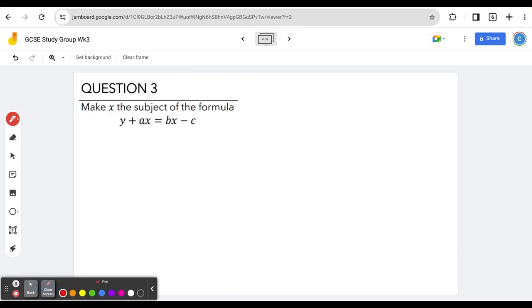Question number 3, rearranging formulae. Okay, so we want x to be the subject. So the first thing I'm going to do is make sure my x's are on the same side. I'm just going to write out the question here again, so that my working reads down. So I can choose what side I'm going to bring the x's onto.